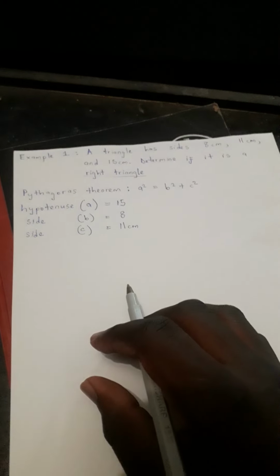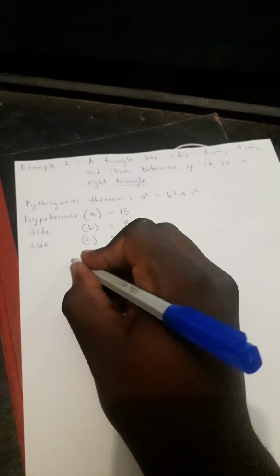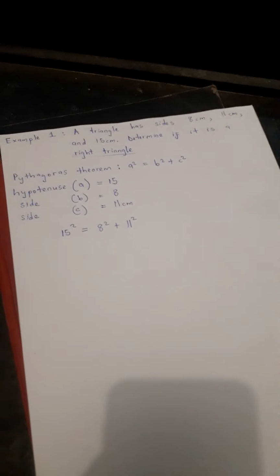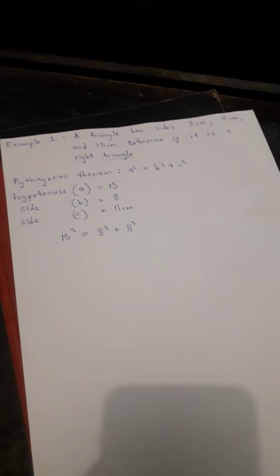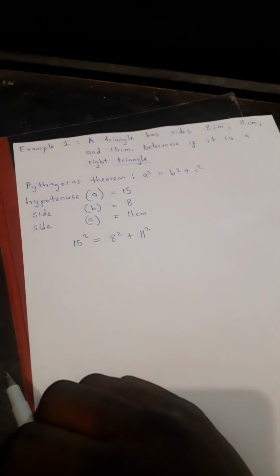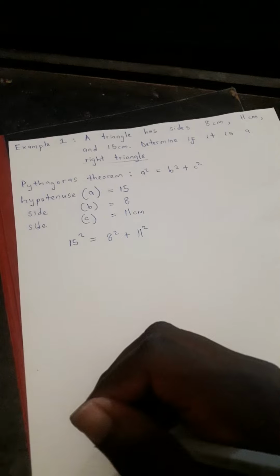So knowing so, we now need to apply the Pythagoras theorem. Here we are substituting for a squared with 15, so 15 squared is equal to 8 squared plus 11 squared. And what is 15 squared? I am not that much of a geek or a genius in mathematics, so I worked through on a separate paper. But if you are being examined in a paper which allows you to use a calculator, you can just punch in 15 squared.